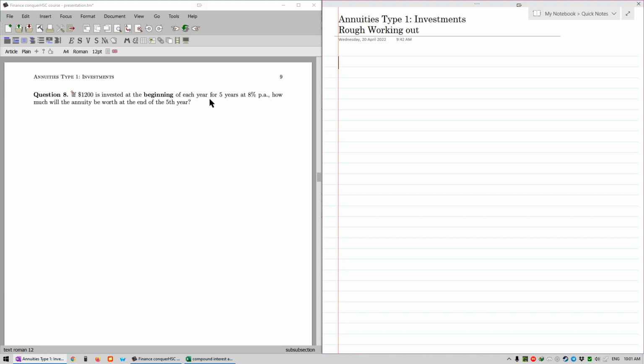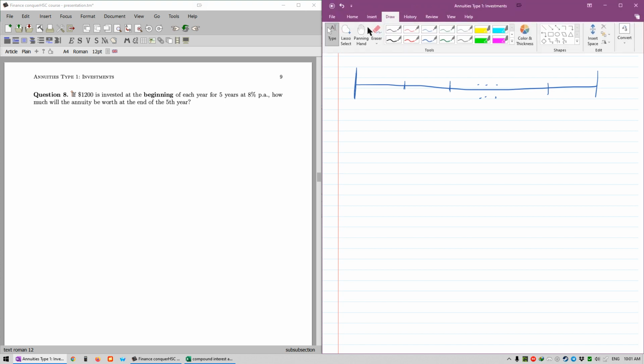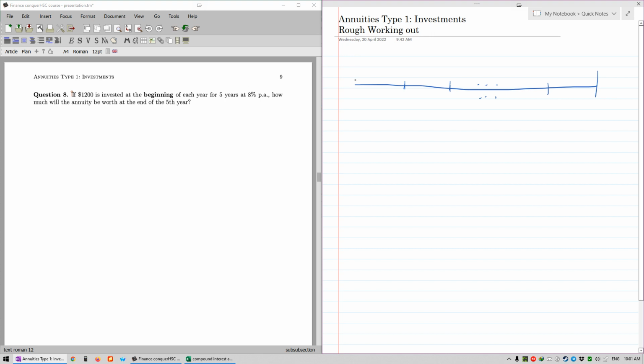All right, so we're going to start off by drawing a really rough timeline. You can draw something like this. It doesn't have to be too fancy or complicated. This is where it starts off, and then I'm going to put a dot, and then another one. Let me just make this a tad bit smaller.